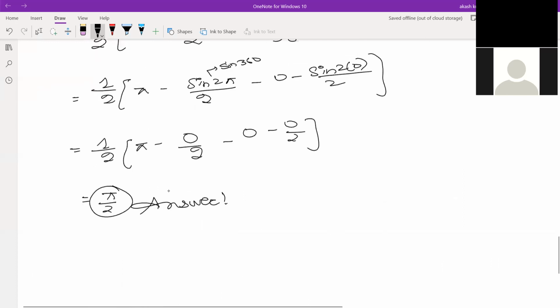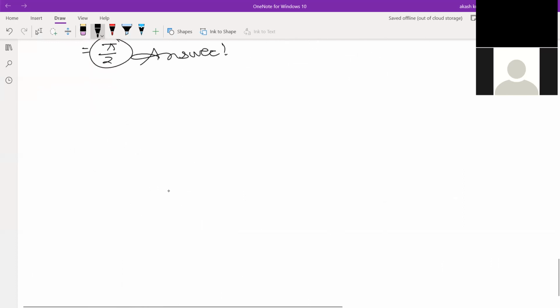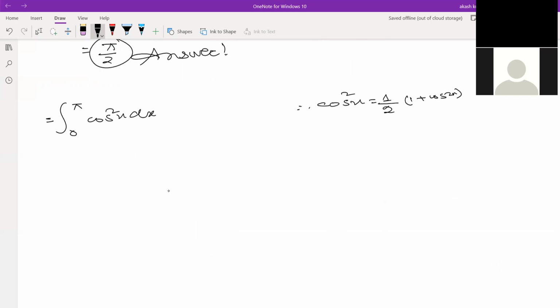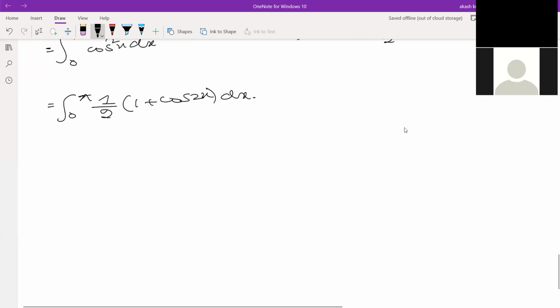The same function for cos square x, 0 to pi cos square x dx. Again, we can't apply the identity sine square x plus cos square x equals 1. So let's apply the cos square half angle identity, which is cos square x equals half 1 plus cos 2x. So 0 to pi, instead of cos square x, I can write down half 1 plus cos 2x dx. Taking half outside, 0 to pi, and it's 1 plus cos 2x dx.